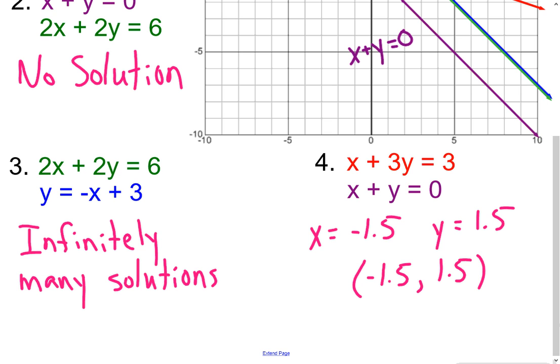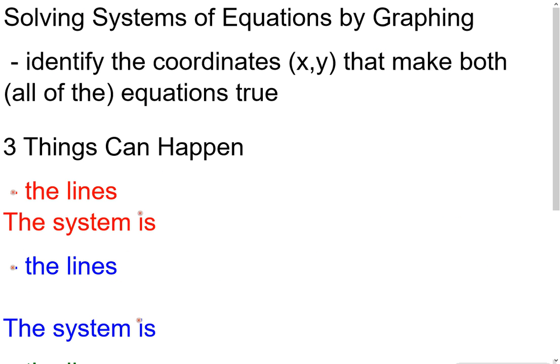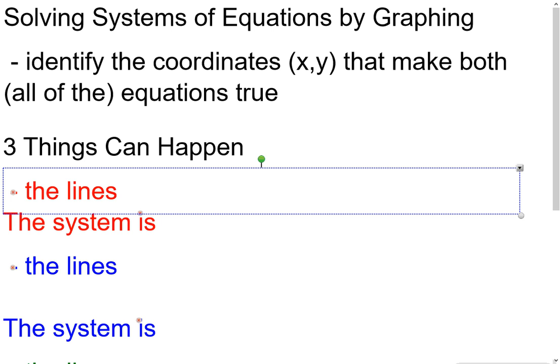Now, the last thing that I want to talk about is just the review of everything we did. So when we're going to solve a system of equations by graphing, we want to identify that x and that y that make both of the equations true. Well, what could happen when we're looking at that? So if you think back to that previous slide, there were three things that happened.